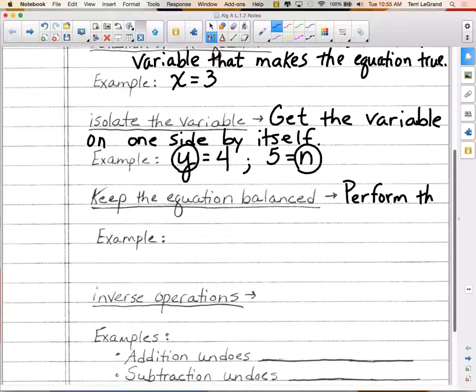Perform the same operation on both sides.